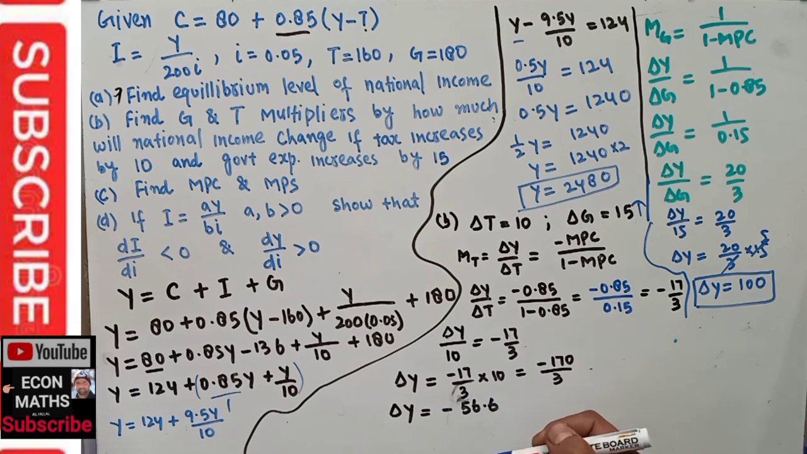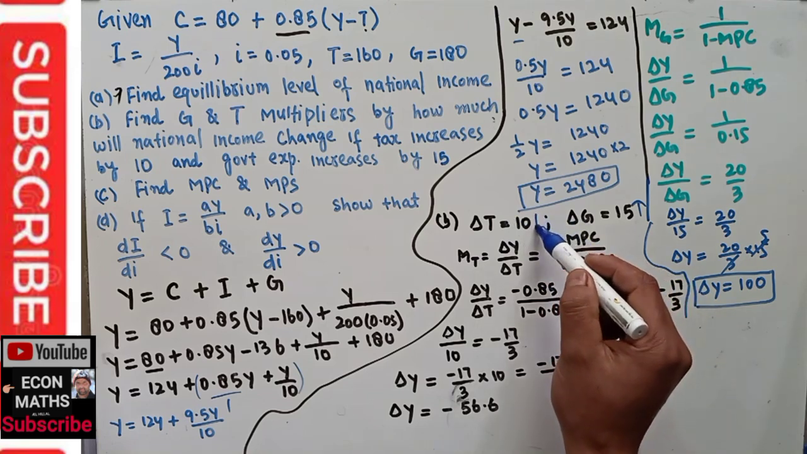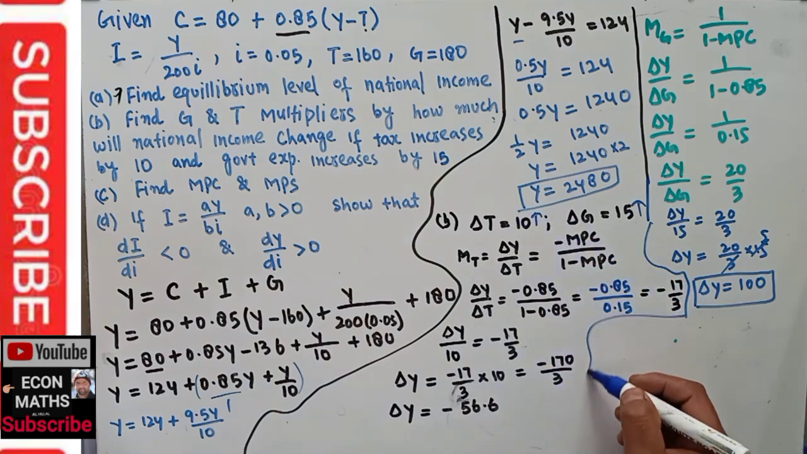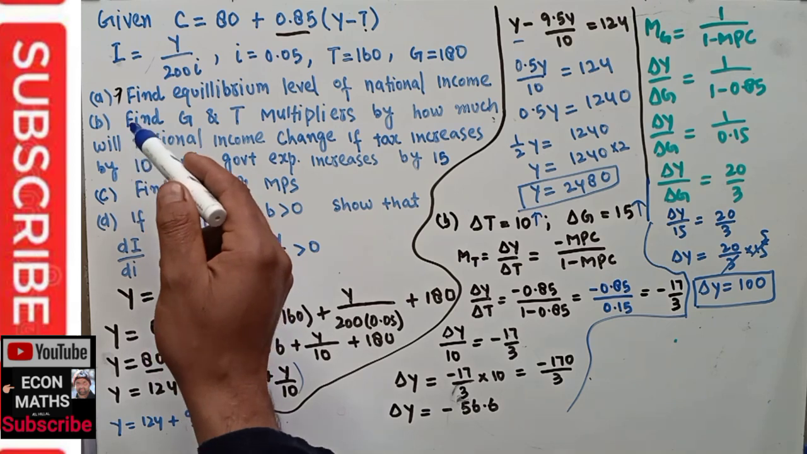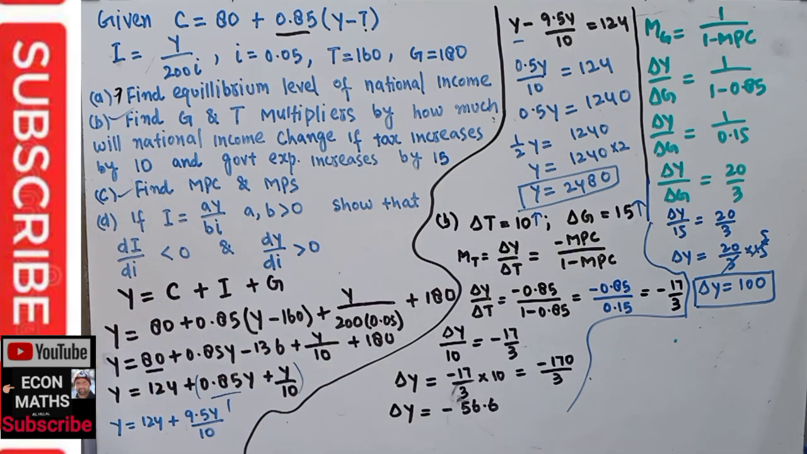I don't know what are, you know, after the 6 in the decimals. So national income will decrease by minus $56.6 if the tax increases by $10. Okay, so we are done with B part also. Now C part is find MPC and MPS.